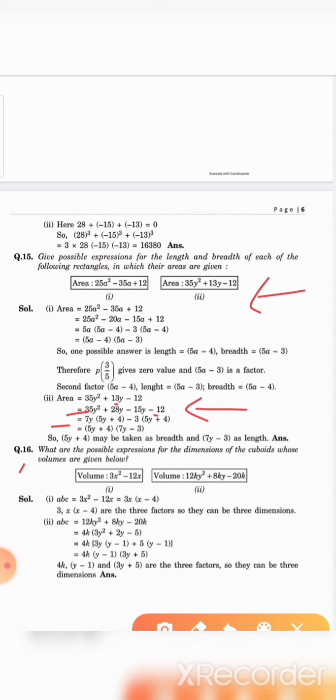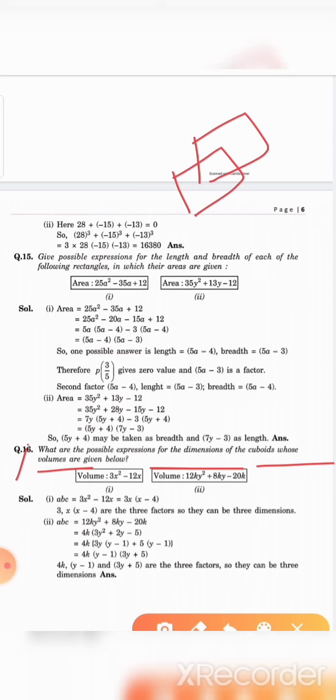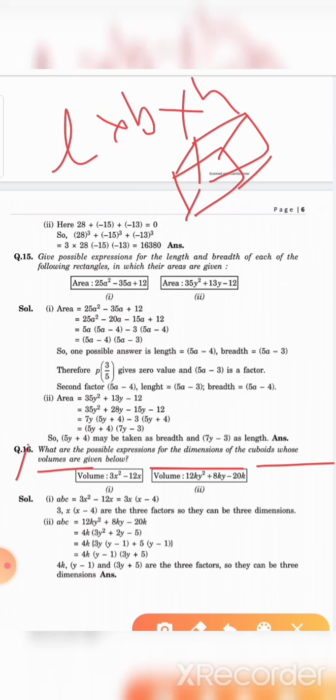Next, question number 16. In question number 16, what are the possible expressions for the dimensions of cuboids whose volumes are given below? We have to find the dimensions of the cuboids. It means the dimension of a cuboid is L into B into H, so we have to find three factors of the volume polynomial, and we find the dimensions. So here the given volume is 3x square minus 12x. First we write our 3x square minus 12x.